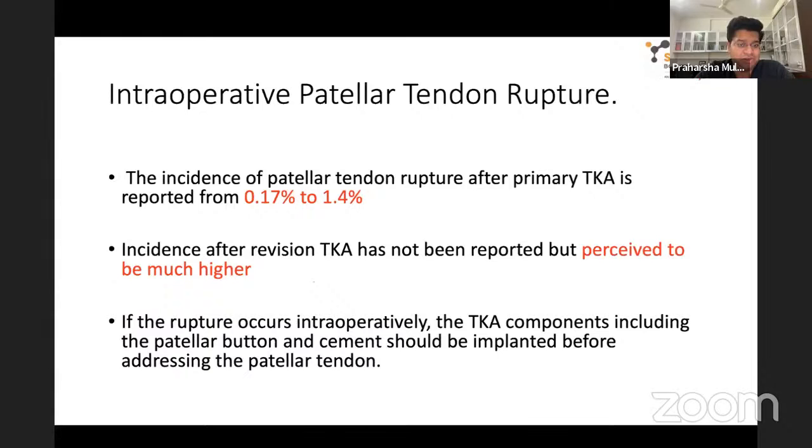So luckily, again, incidence is pretty low. And its incidence is much higher in revision knees and complex deformities, right? And the reporting has been less, but it's perceived to be much higher than what the literature is saying. And if this rupture or this damage occurs intraoperatively, the total knee components like the patellar button, cement, everything should be implanted, everything should be done. And then you address your patellar tendon right at the end of the procedure, as you standardly do with ligamentous or these sort of injuries.